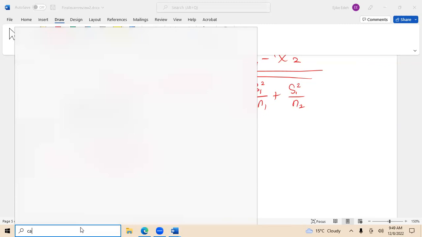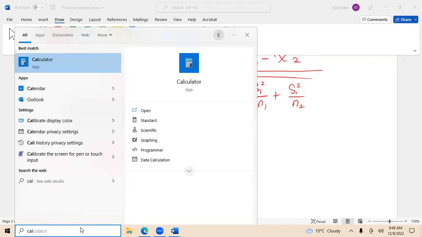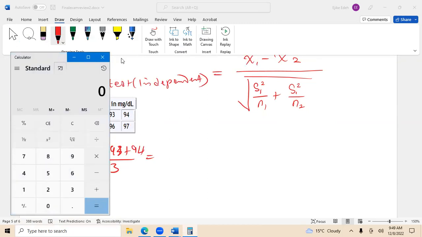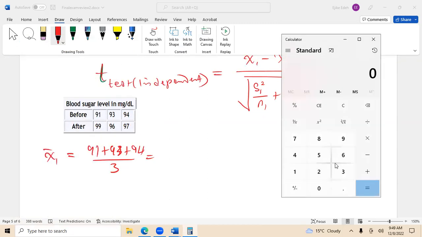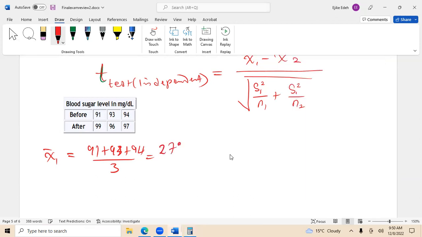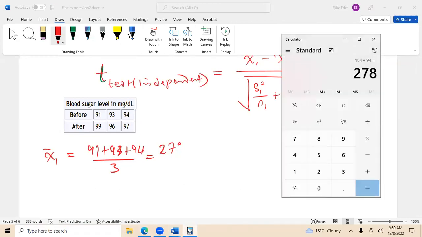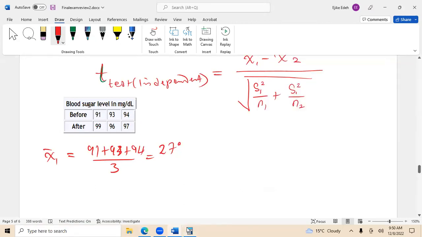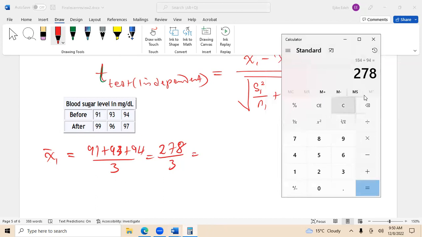Should I have a calculator here? Okay, so we are dealing with 91. I'll use the keyboard. I think it will be quicker. Okay, 91 plus 93 plus 94, right? That gives me 279, right? 279, or is that 278? Then we're dividing that by 3, right? Okay, work with me here.